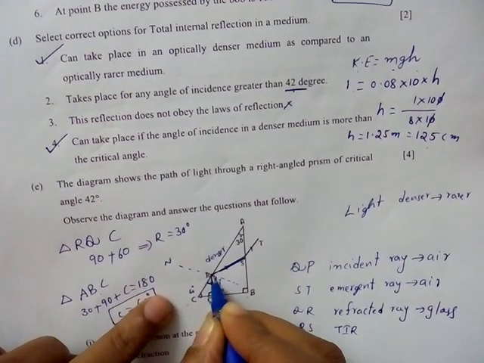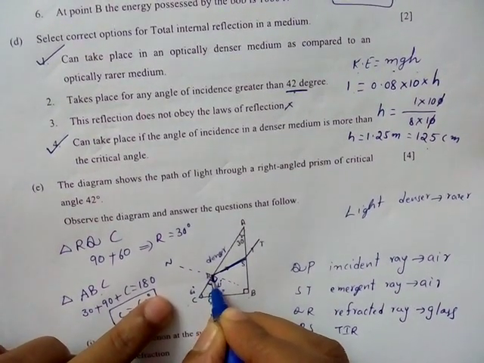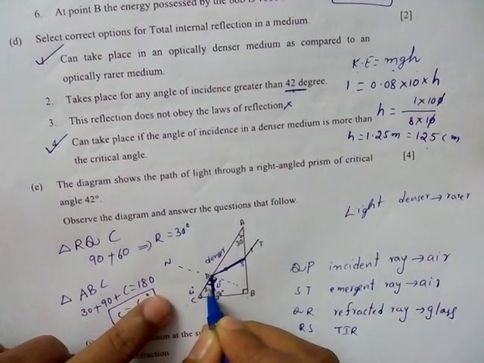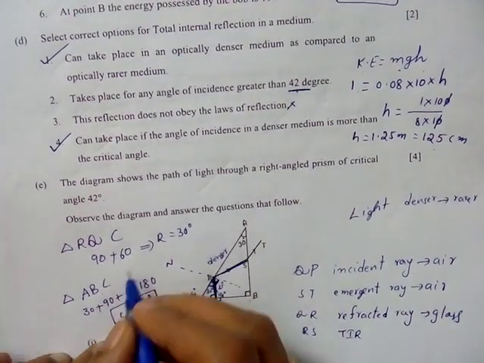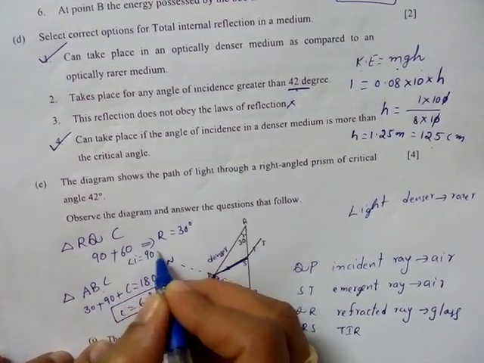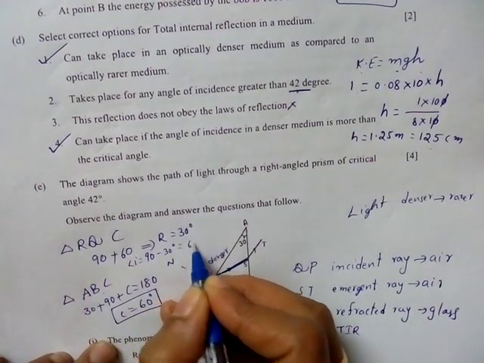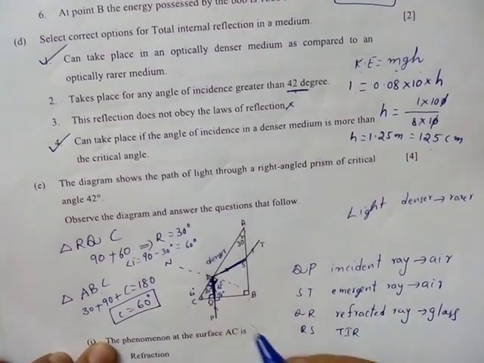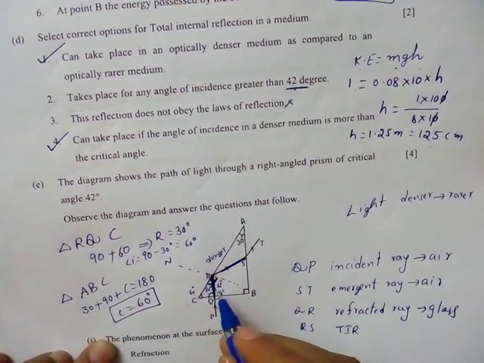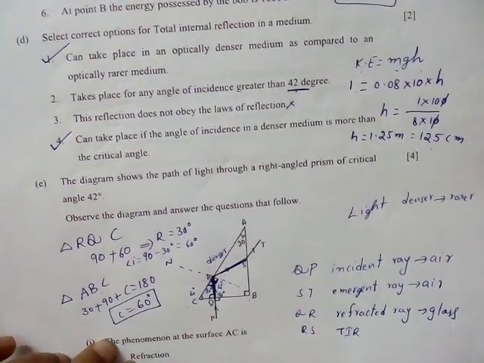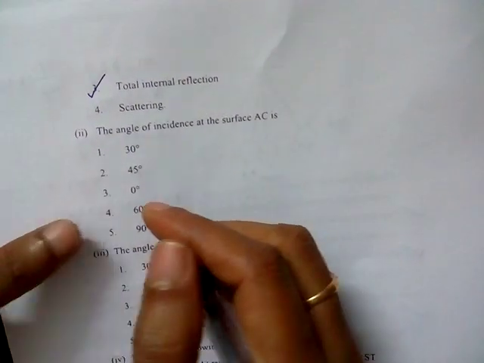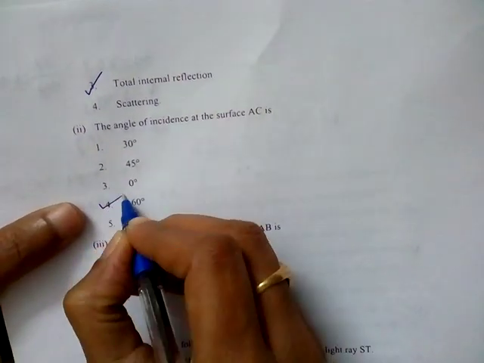When this is 30, you know this is normal. When this is 30 degree, then angle I will be 90 minus 30 degree, which is equal to 60 degree. So at R, what is the angle of incidence? 60 degree. So let's mark. At AC, the angle of incidence is 60 degree.